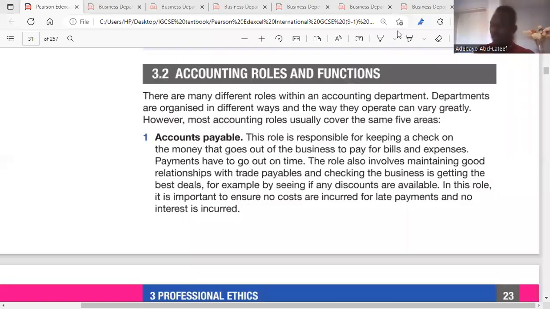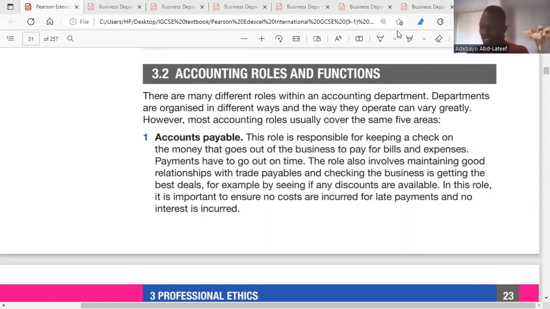Okay. So now we go to accounting rules and functions. When I talk about accounting rules, these are rules that are carried out by the accounting department. Each organization or company would have its own accounting department. So what are the rules of the accounting department? What are the functions that the accounting department carries out? That means the role of the accountants in the accounting department.